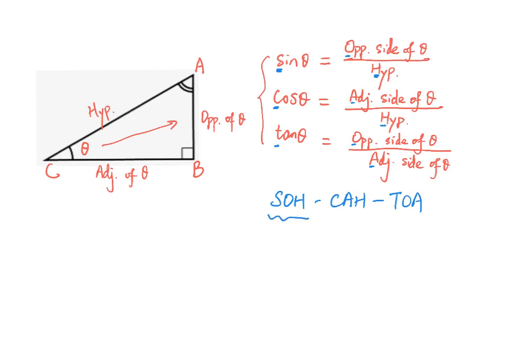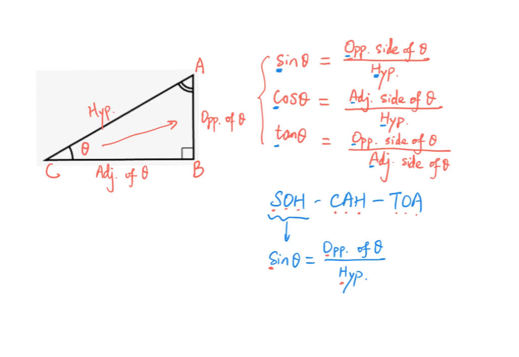So it means sine theta equals opposite side of theta over hypotenuse. Did you get it? S stands for sine, O stands for opposite side, H stands for hypotenuse. Same thing for car, tower. C stands for cosine theta, A stands for adjacent side over hypotenuse. T stands for tangent theta equal to opposite side over adjacent side of theta.